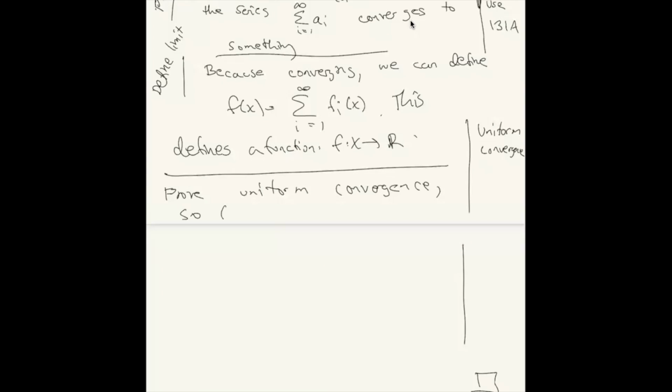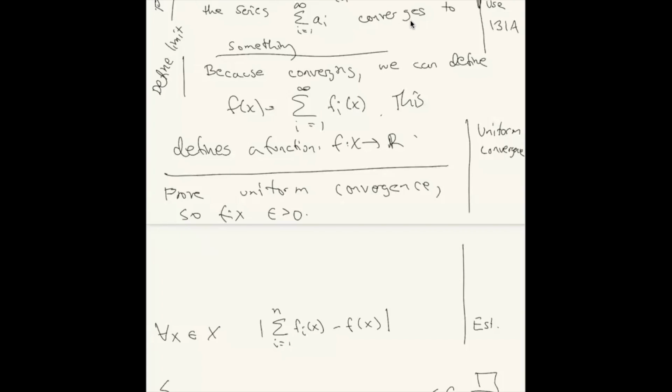So fix an epsilon positive. We want to estimate, for all x in the space, the difference between the partial sum and f of x. And we would like this to be less than or equal to epsilon. But okay, how do we get there?